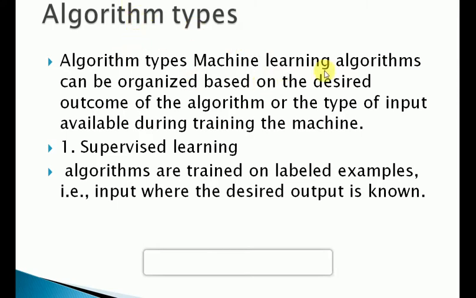Machine learning algorithms can be organized based on the desired outcome. Each algorithm is designed for a desired outcome, and by the type of input available during training of the machine. So basically there are two types of algorithms we use. One is supervised learning. What is supervised learning? In supervised learning we provide input and we provide a label. On the basis of input and label the decision is taken, and that's the most widely used learning technique.